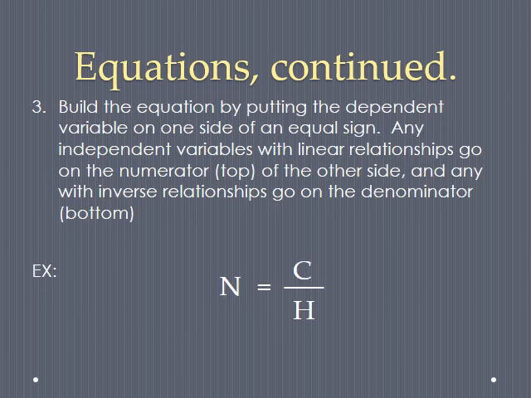In our third step of building the equation, we put the dependent variable on one side of the equal sign. Any independent variables with linear relationships go on the numerator of the other side, and any with inverse relationships go on the denominator on the other side, which is the bottom.